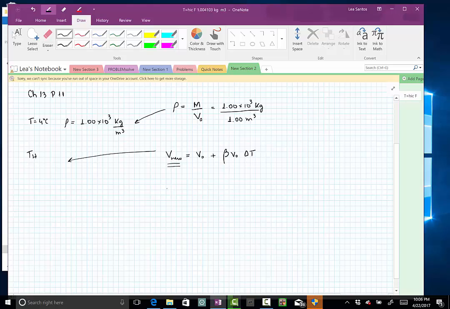So how are you going to then find this new density? Well, keep the mass fixed. Keep the mass as 1,000 kilograms. And now what you're going to change is the volume, this new volume. And this will give you the new density of water, which should be smaller than 1,000 kilograms per cubic meter because the water has now expanded.